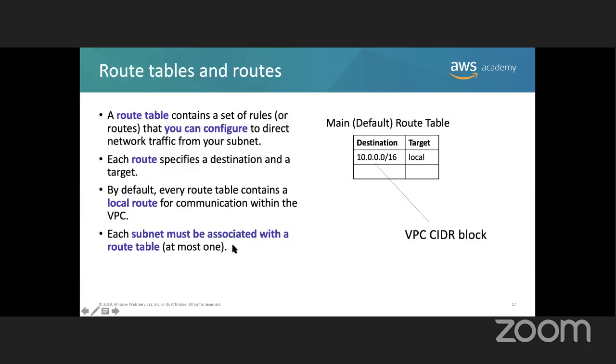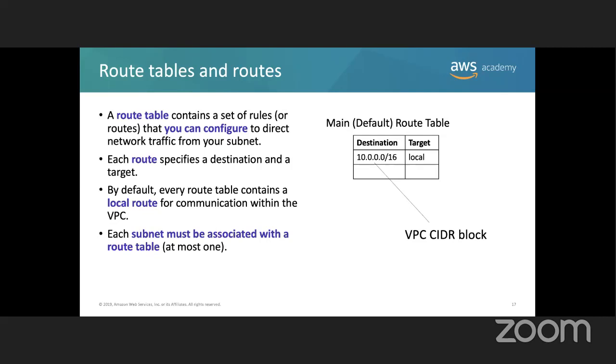The route table and routes. Okay, a route table contains a set of rules or routes that you can configure to direct the network traffic from your subnet. Every subnet has a route table, or it should have a route table. There's a default route table that comes with your account. When you create the account, a default VPC is created. 6 subnets are created. A default route table is created. A default internet gateway is created. So those are default values, right?